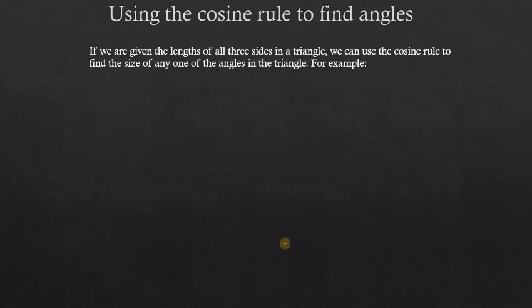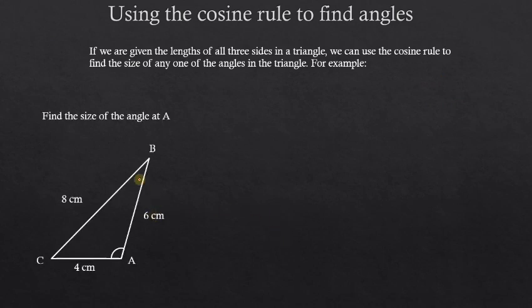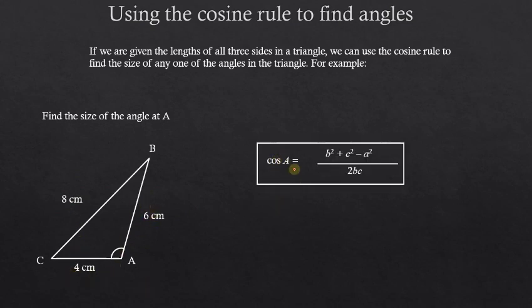Now let's look at the second case. The second case is when you are given all three sides and you are asked to find the angle. In this case, we'll use this expression of the cosine rule. It's just the same as this expression, but they made cos of a the subject, so they pushed these terms to the other side and divided by this one. So that's what you get.